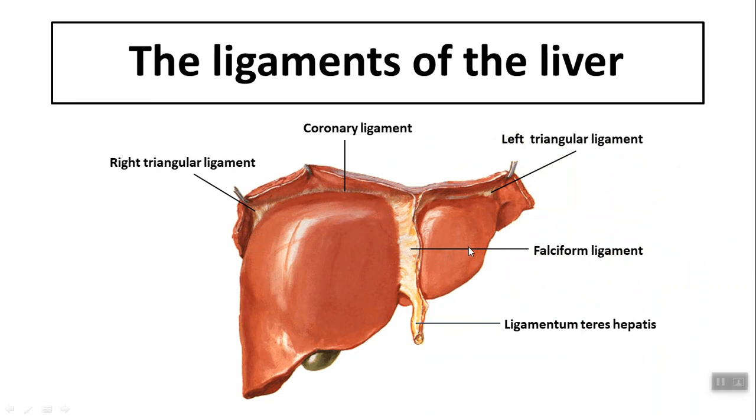Here we can see another drawing of the ligaments of the liver. This is the falciform ligament. From its lower free border we have another ligament called ligamentum teres hepatis. But the double layer is just the falciform ligament, attaching the liver to the anterior abdominal wall and the diaphragm. And we have the coronary ligament, and the right and left extremities will be formed by the right and left triangular ligaments.